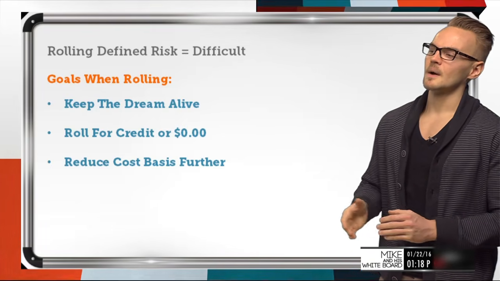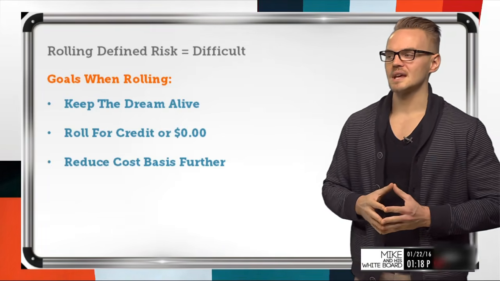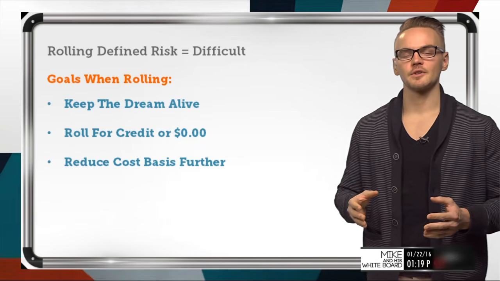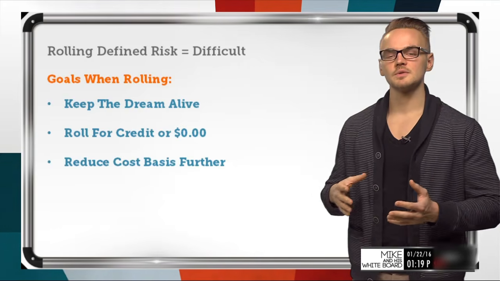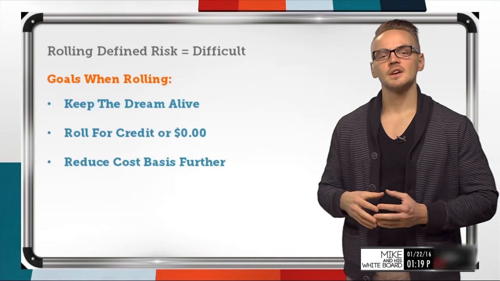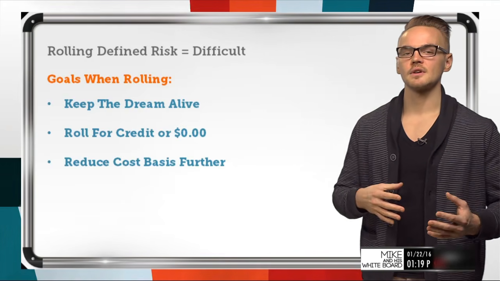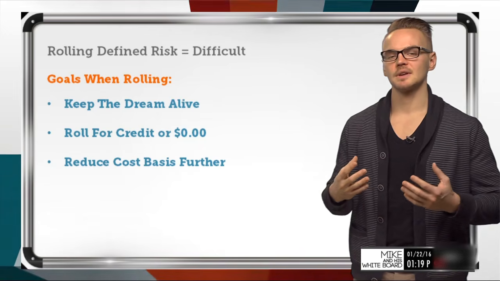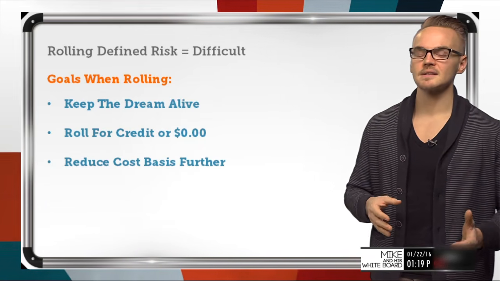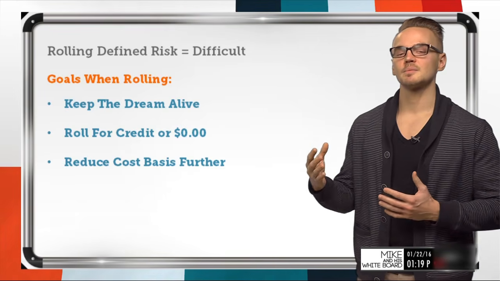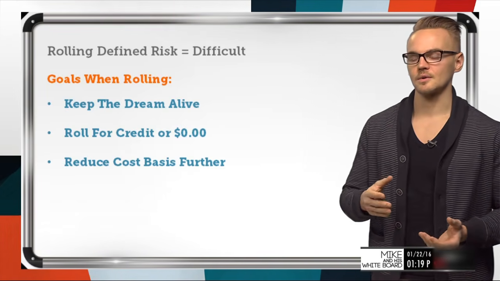And lastly, the number one goal I would say is to reduce cost basis further. So whenever we roll a position, in the back of our minds, we're going to be rolling for a credit, hopefully, so that we can reduce our cost basis further, since we never really know what's going to happen in the markets. But if we position ourselves to have a lower and lower cost basis, that's going to give us a higher and higher probability of being successful in the long run.